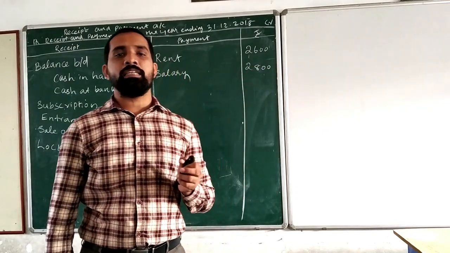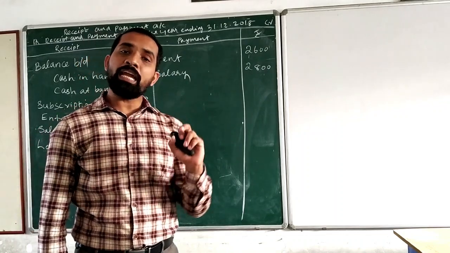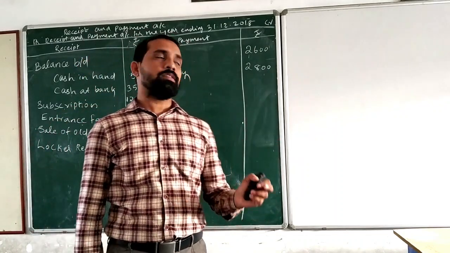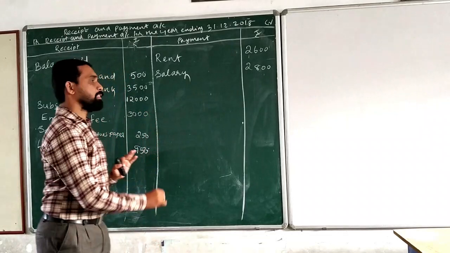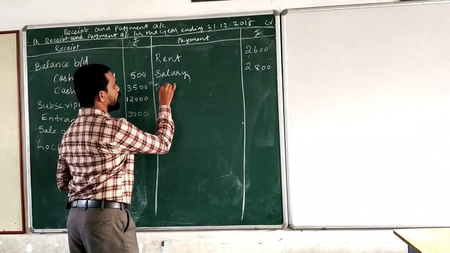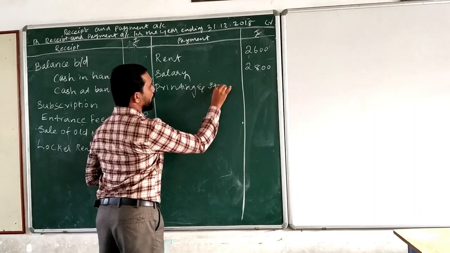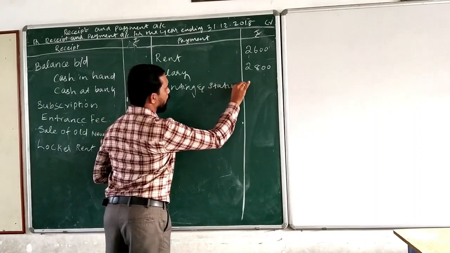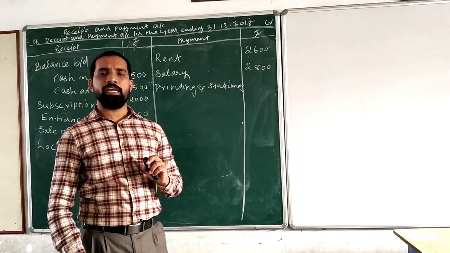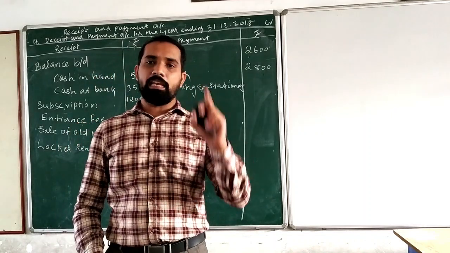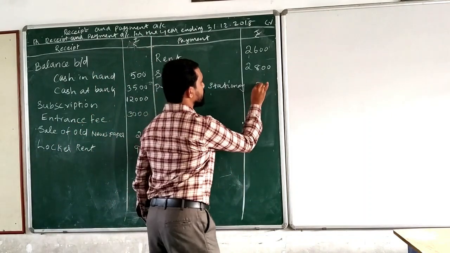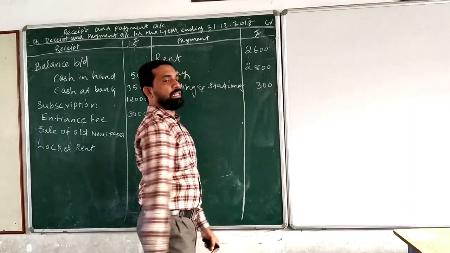Printing and stationery is also a payment, so it is shown on the payment side. How much rupees printing and stationery? Rupees 300. Then what is the next item?